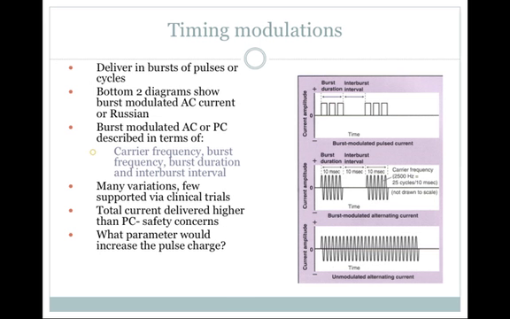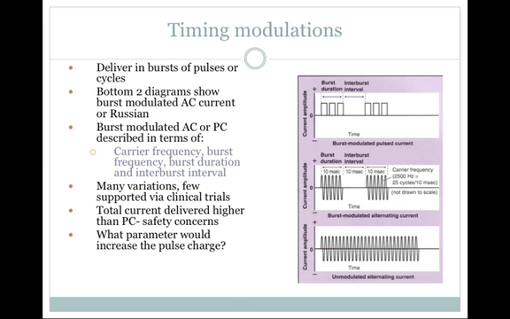All right, so we can also have different types of timing modulations. And now here we're talking more along the lines of our Russian. The bottom two diagrams here are demonstrating Russian current. Looking at the very bottom one, it's just unmodulated. Okay, nothing's been done.